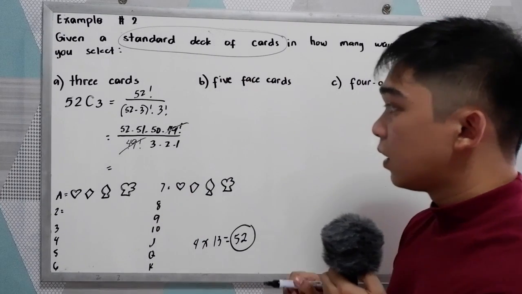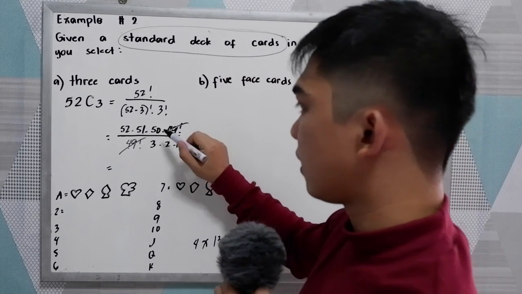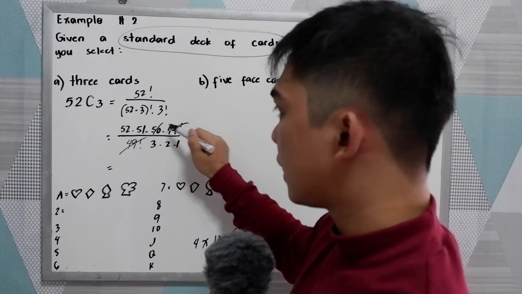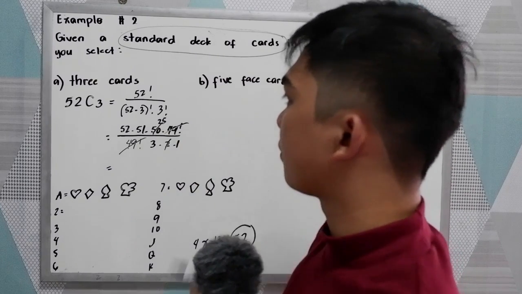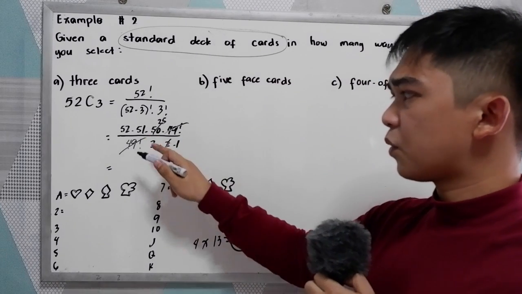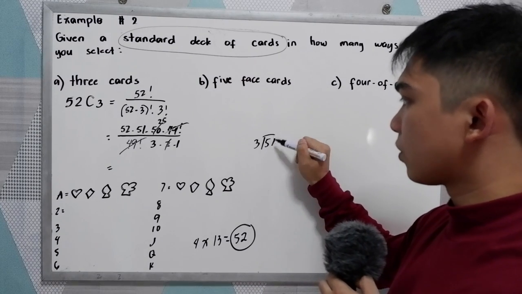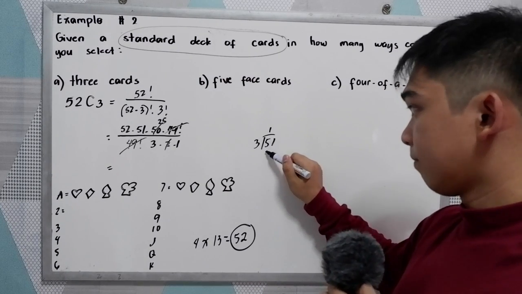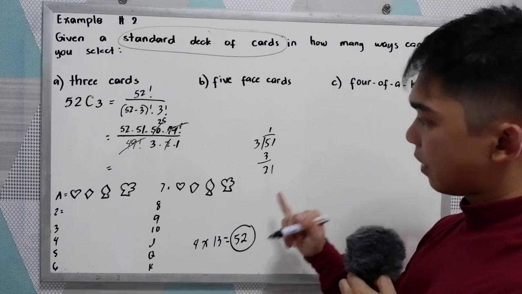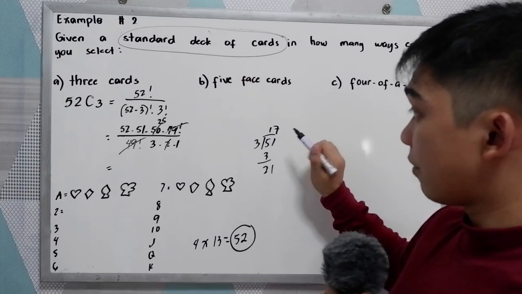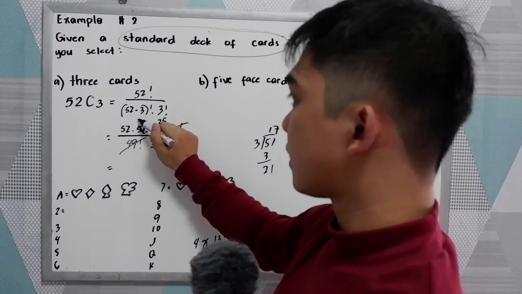And now by the cancellation method, we can cancel 50 and 2. So 50 divided by 2 will give us 25. And 51 divided by 3, so that is 17. So this will give us 51 divided by 3 is 17.